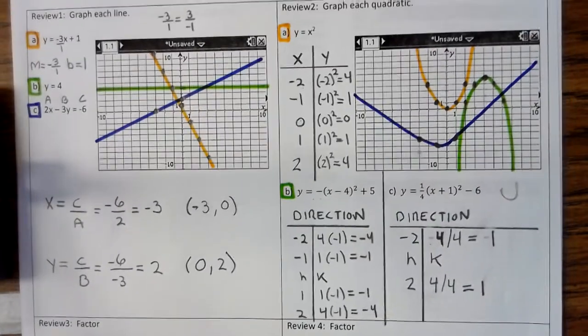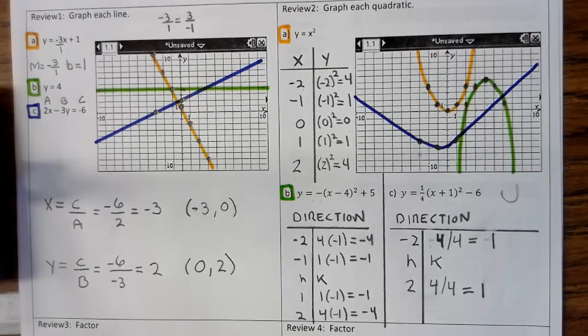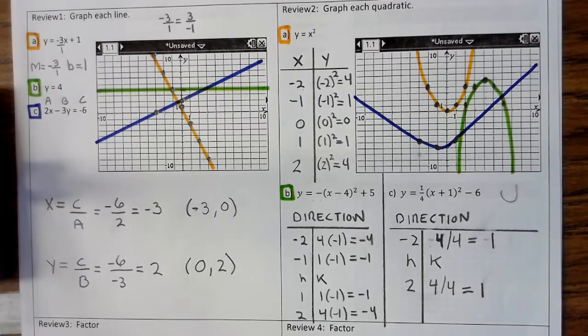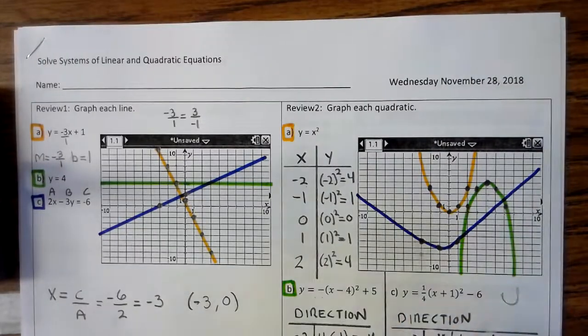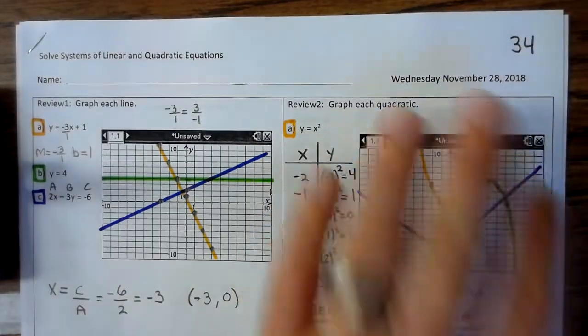All right, so that's reviewing graphing quadratics. All right, so finish up review 1, review 2. And almost forgot, this is going to be on page 34. So this will be in your journal on page 34.